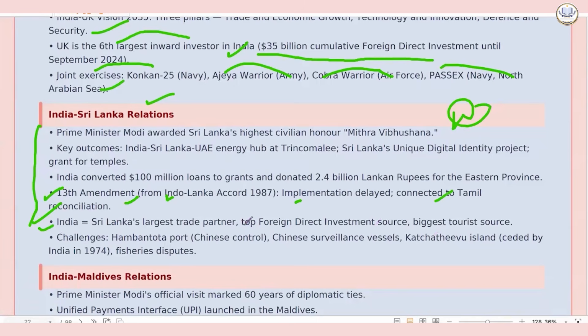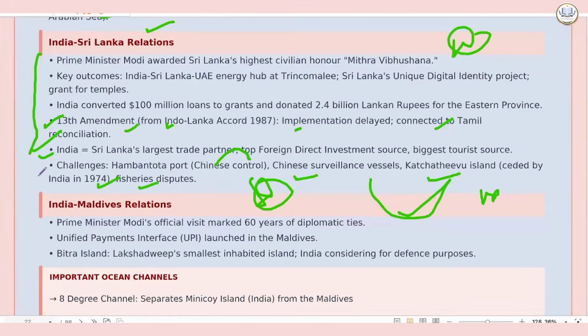Challenges are Hambantota Port, so Chinese control. Because of it, the string of pearls. China is trying to encircle India. Chinese surveillance vessels, Katchatheevu Island, ceded by India in 1974. We had read about it in geography lecture. And the fisheries disputes. Then India-Maldives relations.